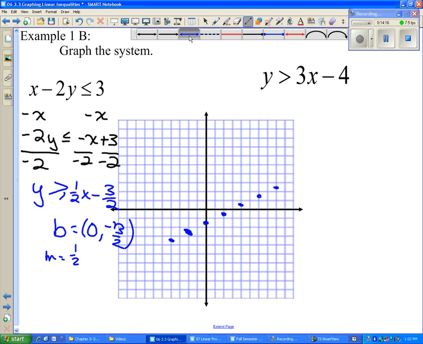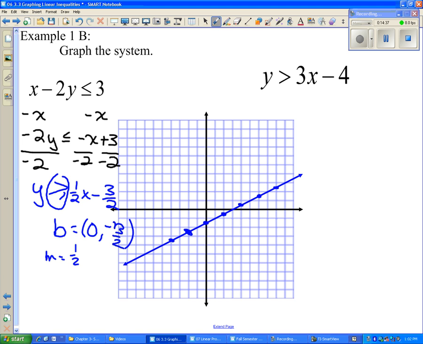It is a solid line since I do have equals. So I'm going to draw my line like this. And now I need to decide if I want to shade above this or below this. Remember my new inequality here was greater than or equal to. So I want above this line. So I want all of this up here.